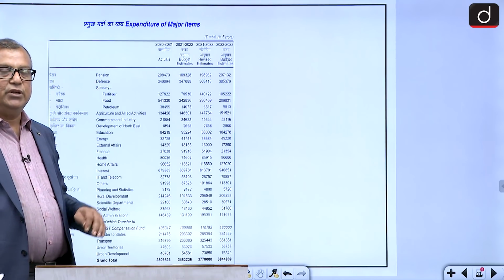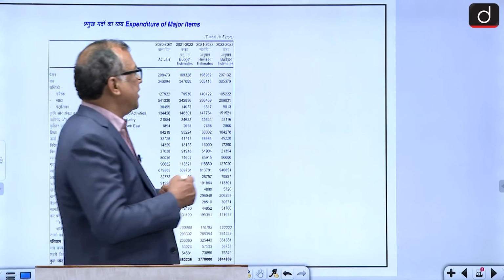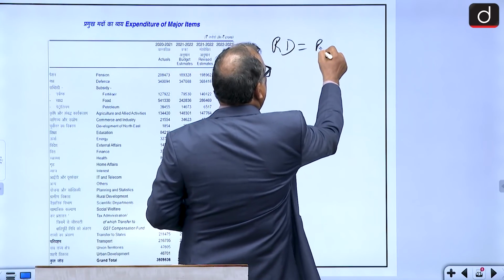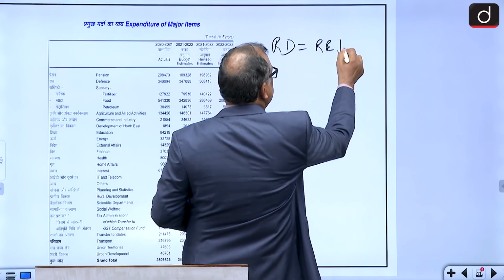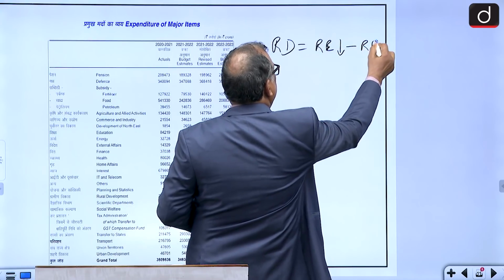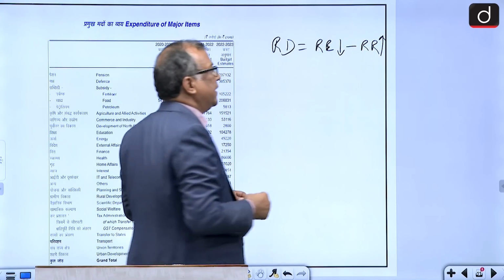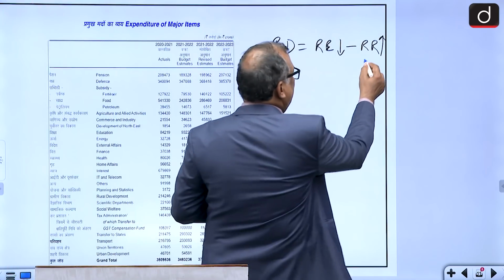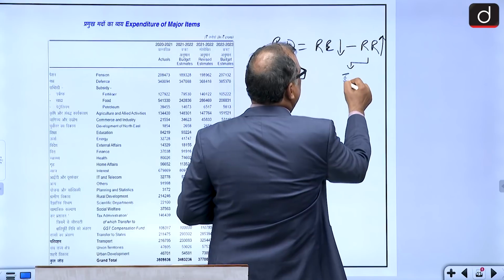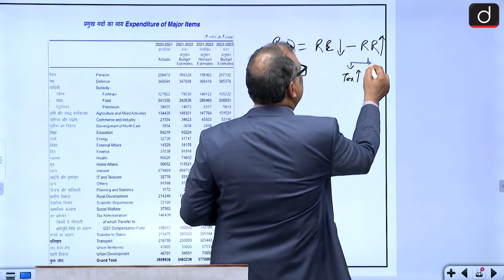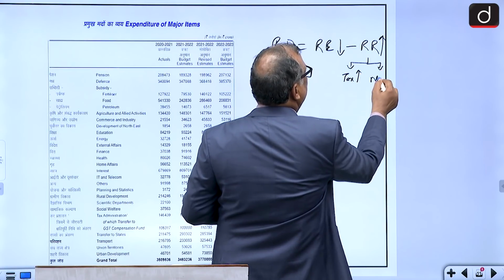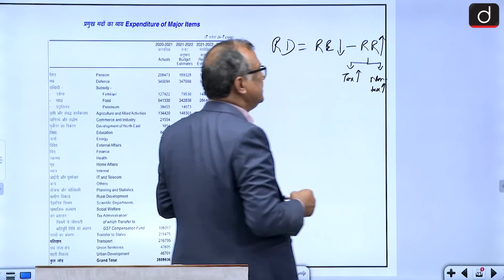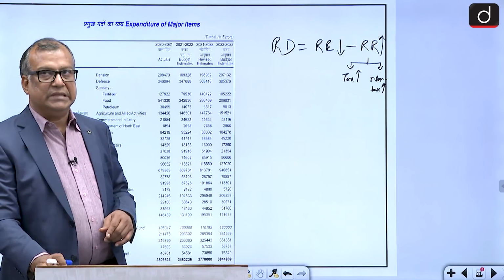And if you have to reduce revenue deficit, there are only two ways to do that. Either we reduce revenue expenses or we increase revenue receipts. And we have seen that within revenue receipt there is tax receipt and non-tax receipt. So either we increase tax receipt or we increase non-tax receipt. Both the receipts are increasing.